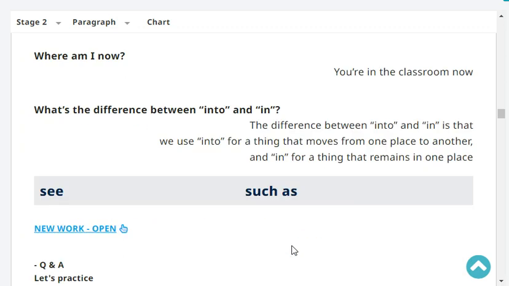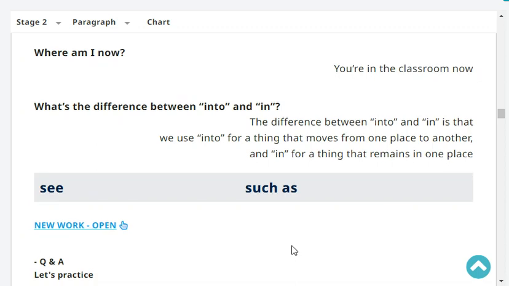So what's the difference between into and in? The difference between into and in is that we use into for a thing that moves from one place to another, and in for a thing that remains in one place. Very good.